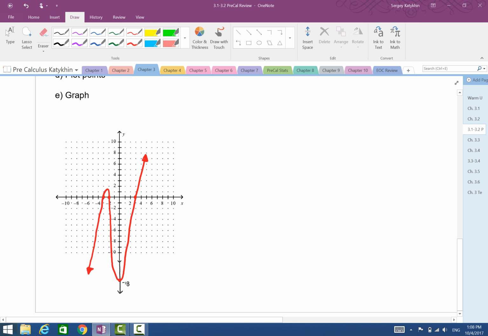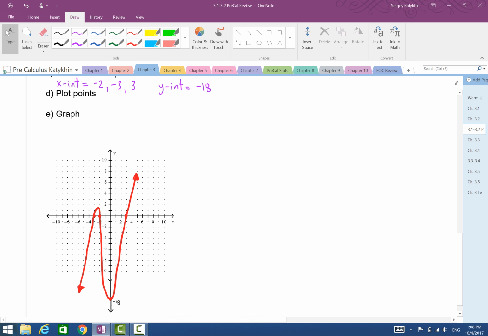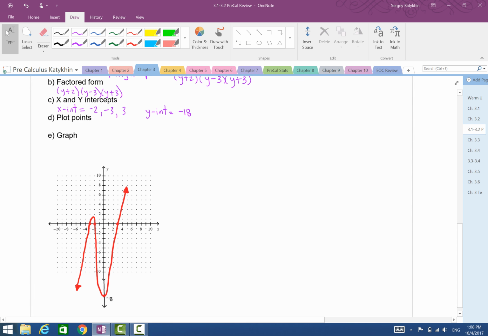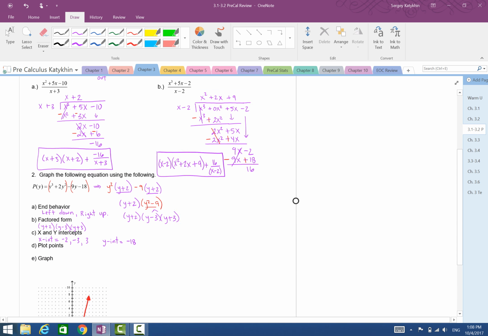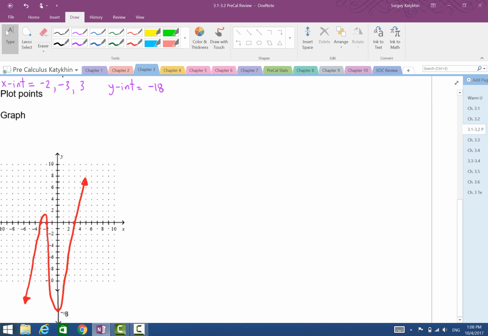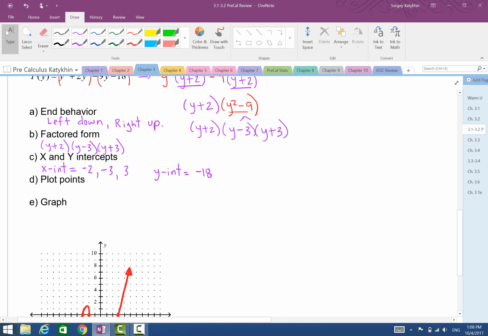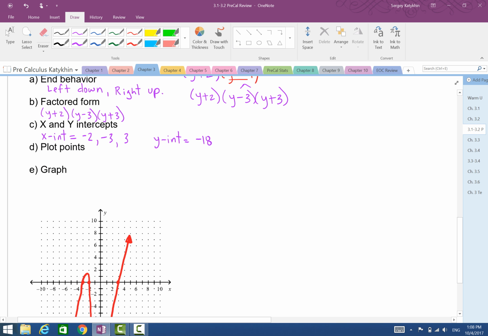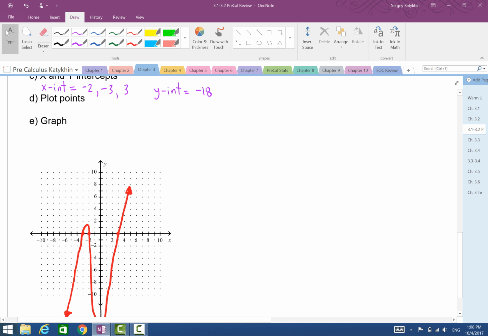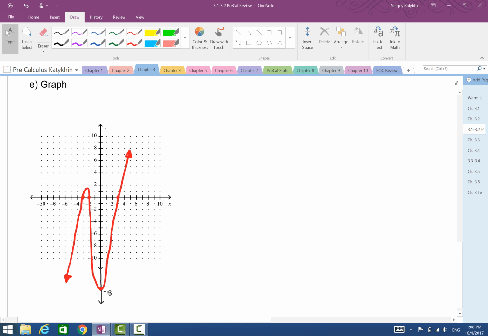And again, this is not a perfect graph, but if you were to use a graphing calculator, you'll get a similar picture. But as you can see, it went through all my points. None of them bounced off the points because we didn't have any even ones. All of them went through the point. So there's our graph. There's the information you're asked to find, A, B, C. We did D to plot the points, and we also did E to graph the actual graph.